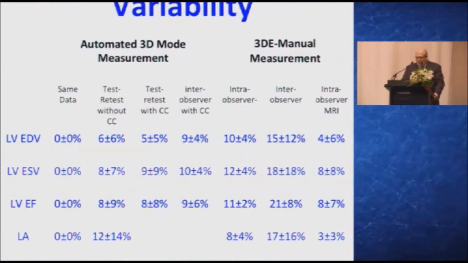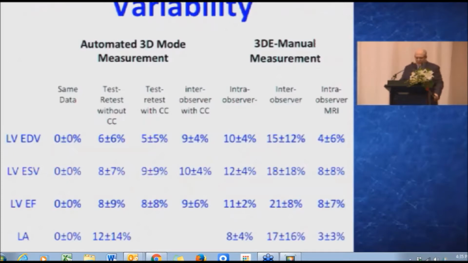One of the biggest improvements of this model is the excellent reproducibility. If I take, for example, 3D manual measurements, and I trace it, and then I trace it again myself a couple of days later, or a colleague of mine traces it, you can see that the intra and inter-observer variability is anywhere around 10 to 15%.